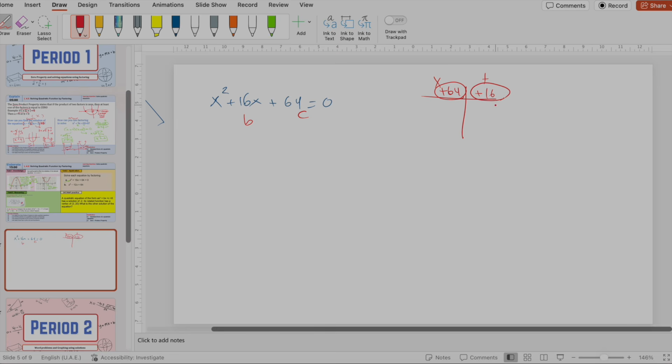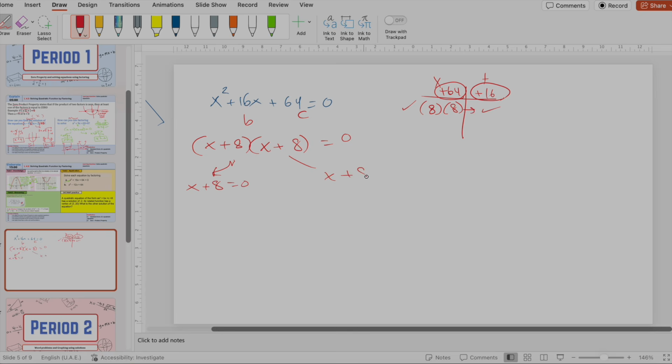I'll just give it to you quickly. You can go ahead and list the factors and do the whole steps, but I'm going to give it to you right away. It's basically 8 times 8. 8 times 8 is 64. 8 plus 8 is 16. So just open two brackets, x plus 8 and x plus 8 equals 0. And then from here, I can use the zero property and say either x plus 8 equals 0, or x plus 8 equals 0.